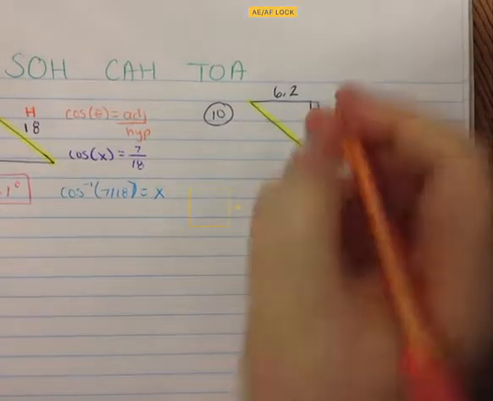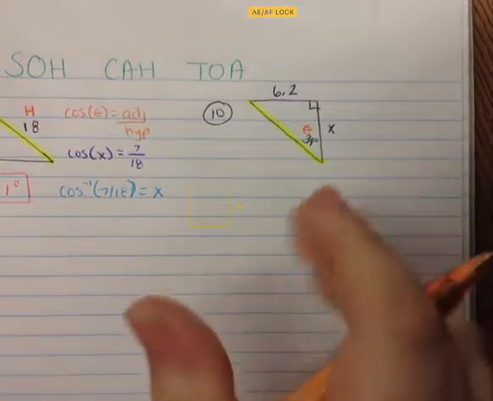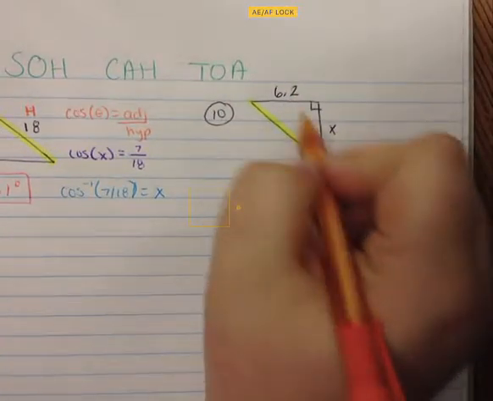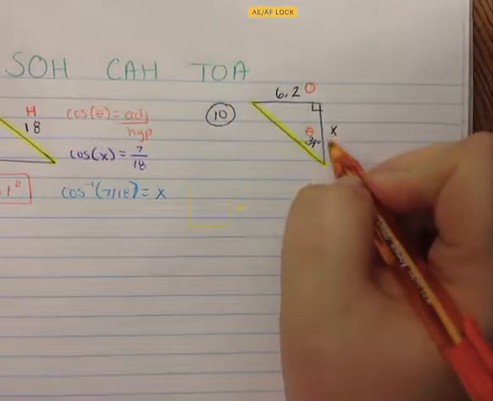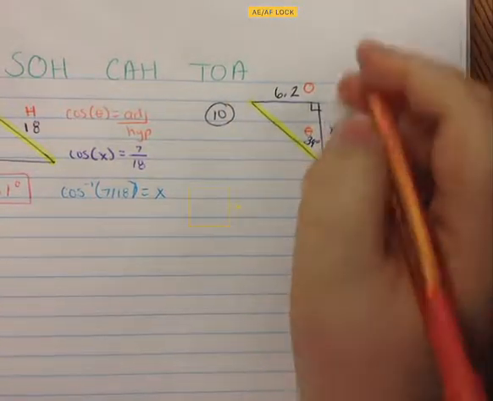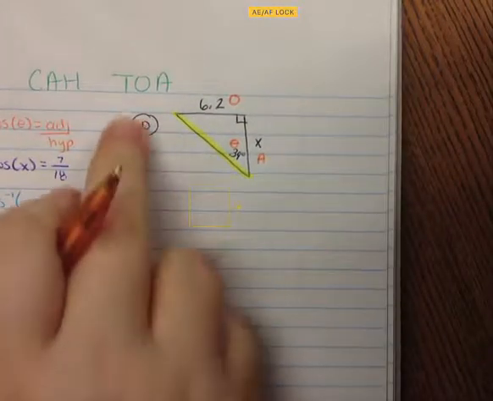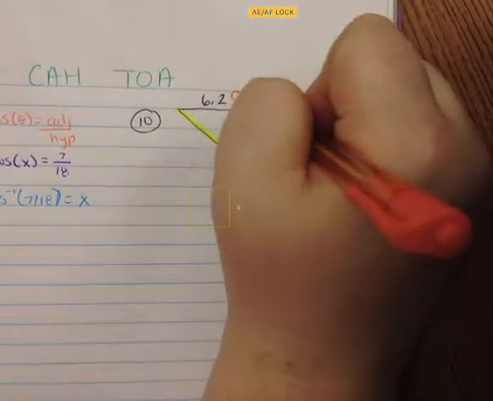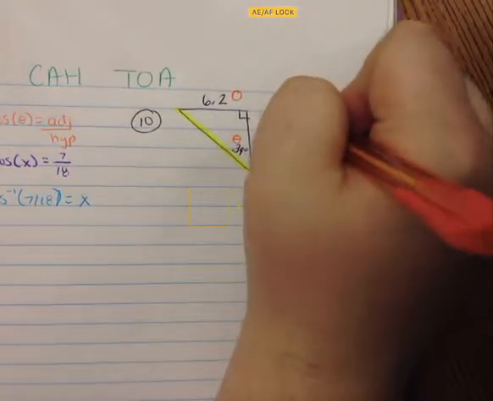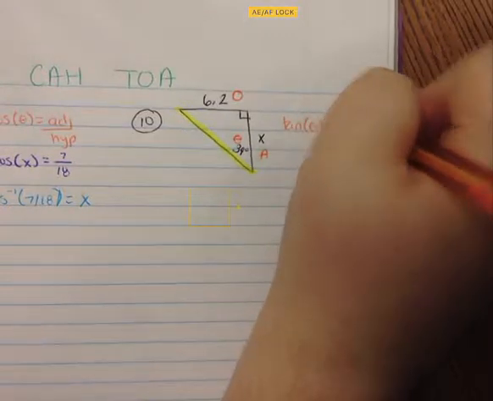Theta is at that 39 degrees. The 6.2 is across the triangle, so that's our O, our opposite. The x is attached to that theta, but it's not highlighted, so that's our A, adjacent. O and A together is tangent. So we have tangent of theta is equal to opposite over adjacent.